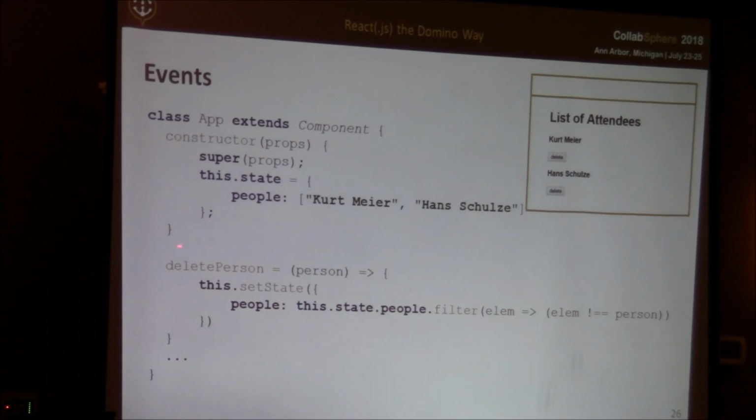Then I define a function, delete person. It has a parameter, the name of the person, and if it's called, then it sets the state people to a new state, and this throws this person out of the list. It's a filter: only if it's not equal to the current element of the person does it keep it, otherwise it throws it out. This way the person gets deleted from the state.